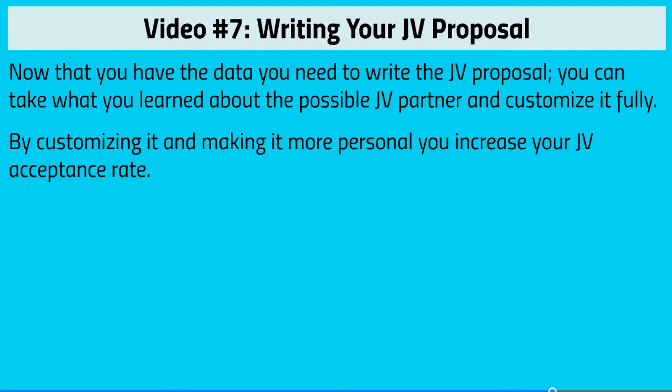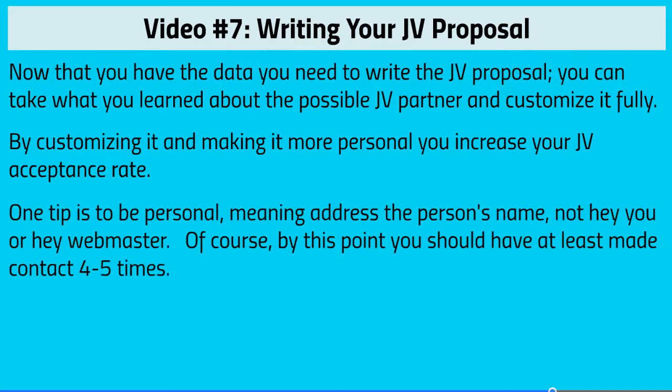So by customizing it, rather than blasting out 10, 20 different JV proposals at a time and hoping somebody is going to say yes, and by making it more personable, you increase your JV acceptance rate. Now, one tip is to be personal, meaning address the person's name, not hey you or hey webmaster, or even not addressing the person's name, because the name of a person is important.